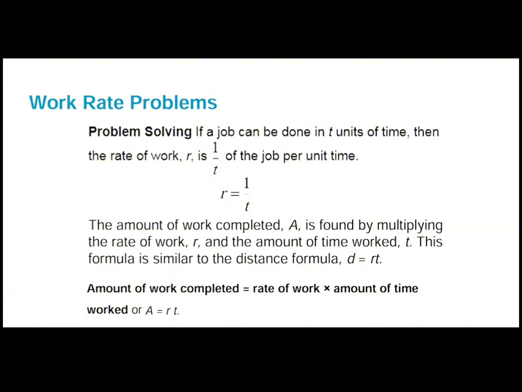Now it says the amount of work completed, A, is found by multiplying the rate of work, R, and the amount of time, T. So now we have what? This formula is similar to D is equal to RT. So therefore, it would be A is equal to RT. So the amount of work completed would be the rate of work times the amount of time of work. So let's keep that in mind.